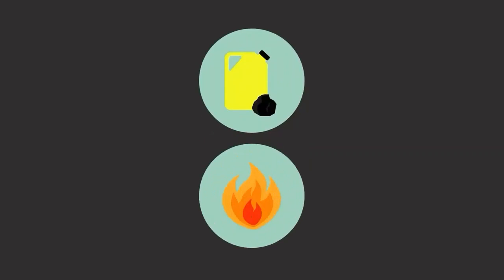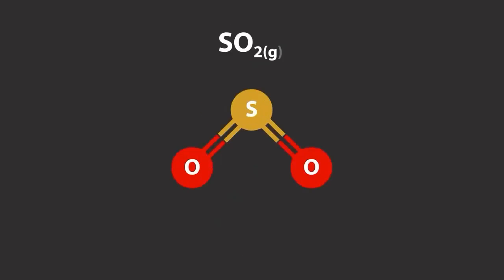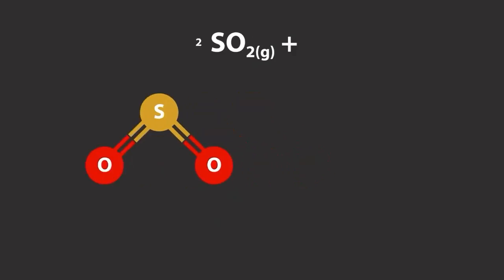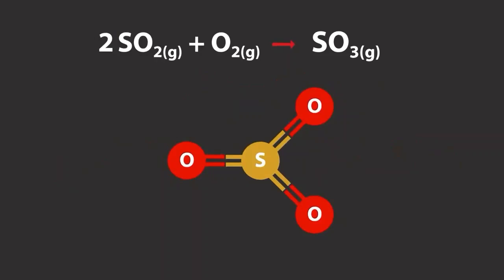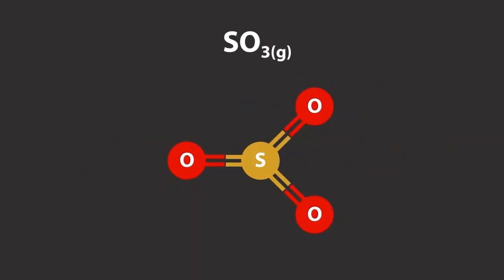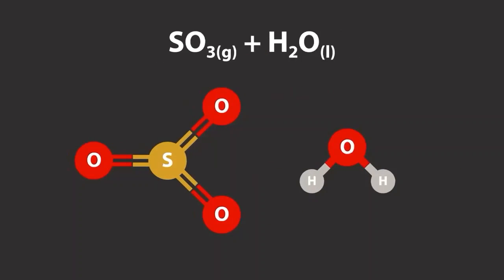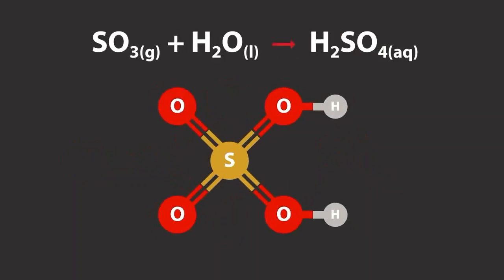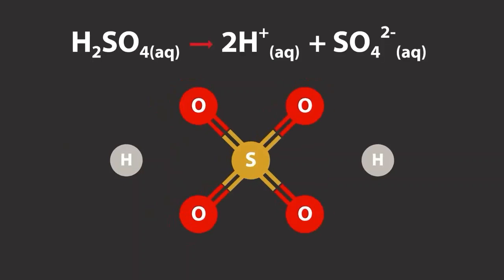The combustion of these fuels also means the combustion of these sulfur-containing compounds. This results in the production of sulfur dioxide, which reacts with the oxygen in the air to create sulfur trioxide. Sulfur trioxide then reacts with water vapor in the atmosphere to produce sulfuric acid. Sulfuric acid then dissociates into its respective ions, meaning there is a higher concentration of hydrogen in our rainwater, and so the pH is lower. This means that it is acidic.